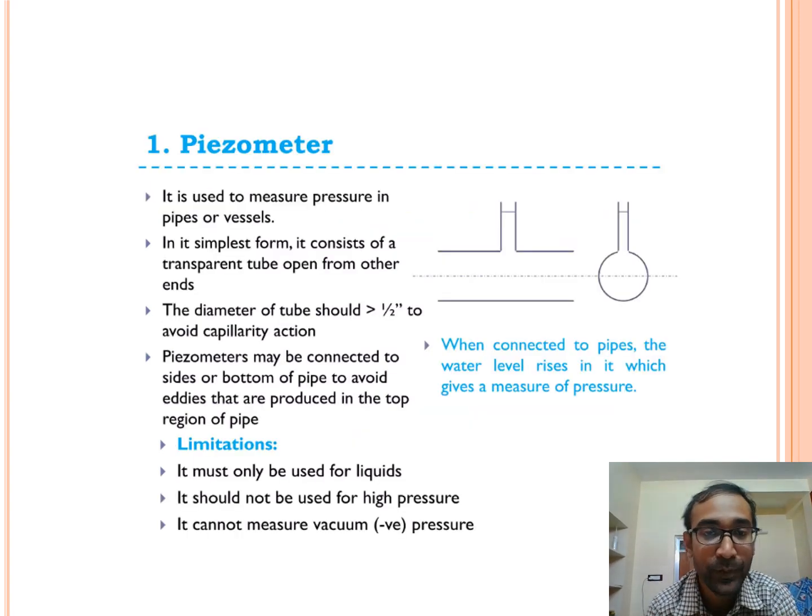For measurement of pressure, the devices we use are the piezometer, manometer, mechanical pressure transducer, and electrical pressure transducer. Piezometer: this is in the diagram. It is a small tube connected with a glass tube, connected with a pipe. It is generally used to measure pressure in a pipe or vessel. In its simplest form, it consists of a transparent tube open at one end. The diameter of the tube should be greater than half an inch to avoid capillary action. Piezometers may be connected to the side or bottom of the pipe to avoid eddies produced at the top.